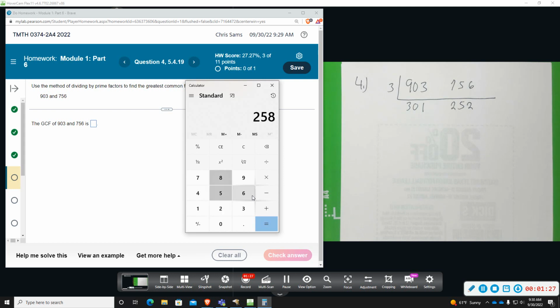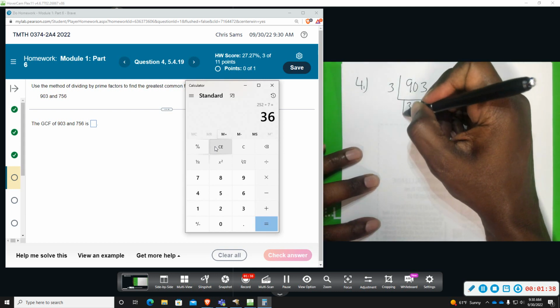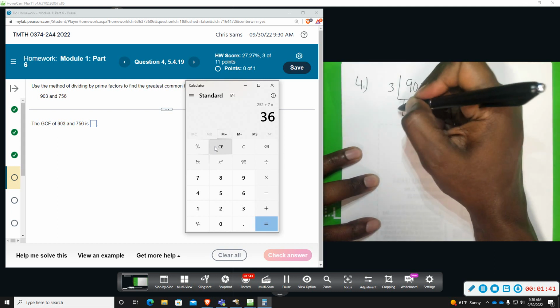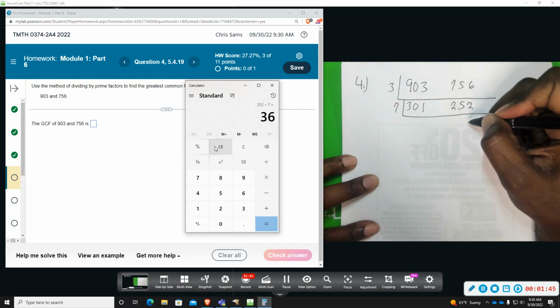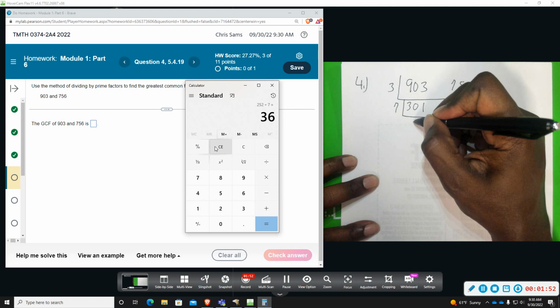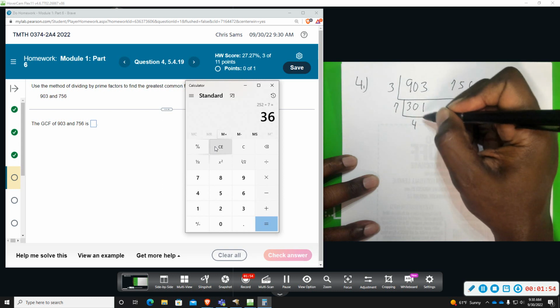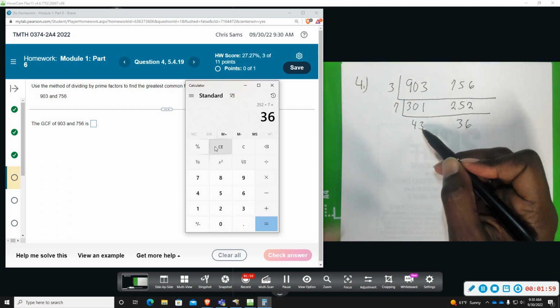What about 252? Let me clear that out. 252 divided by 7, and it works. Okay, so both of these numbers can be divided by 7. So divide by 7, and this one was 36. 7 goes into 34 times 21, 43. Okay, and then I think 43 is prime.